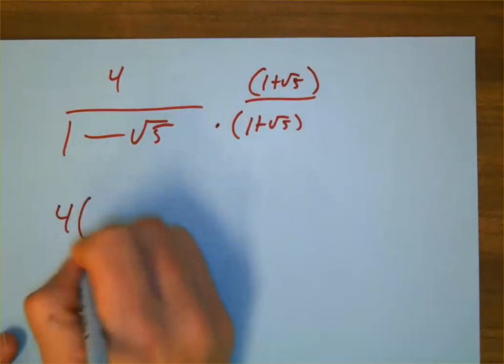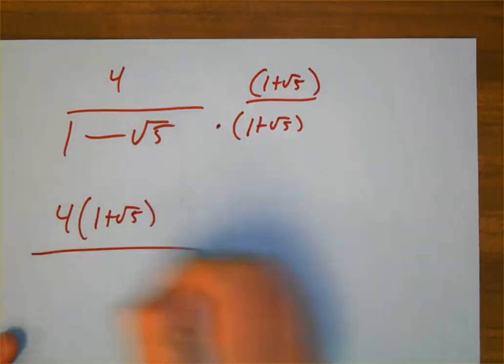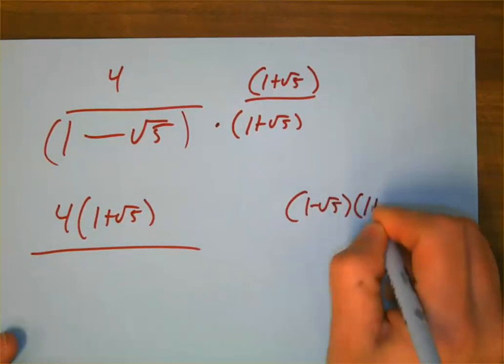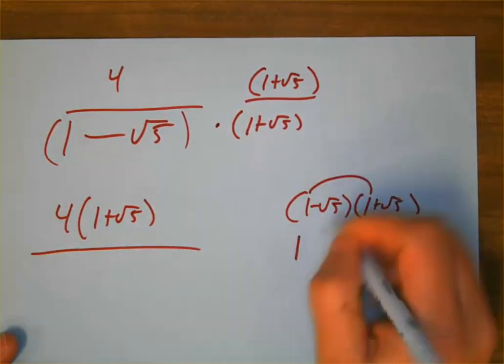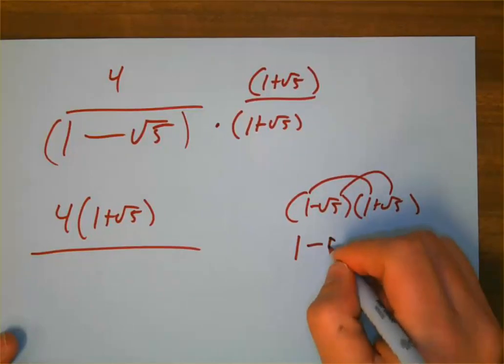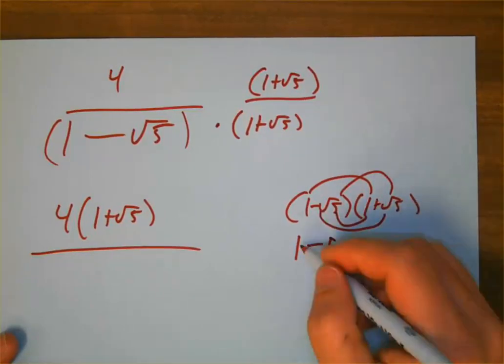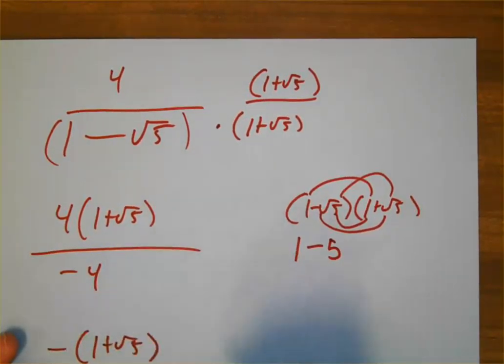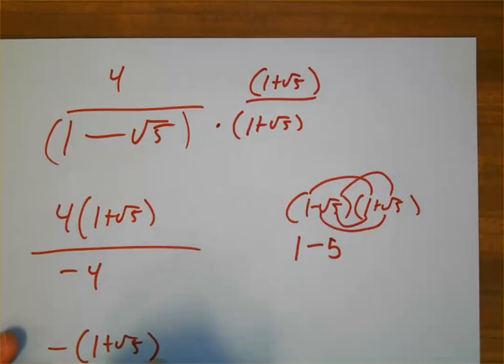So then this gives me 4 times 1 plus the square root of 5, which will do distributive property. And what happens here is that gives you 1, that gives you negative 5. And these guys cancel out. 1 minus 5 is negative 4. And then that cancels. So you get negative 1 plus square root of 5. So if you want to walk that through, you can, and you get negative 1 minus radical 5, right?